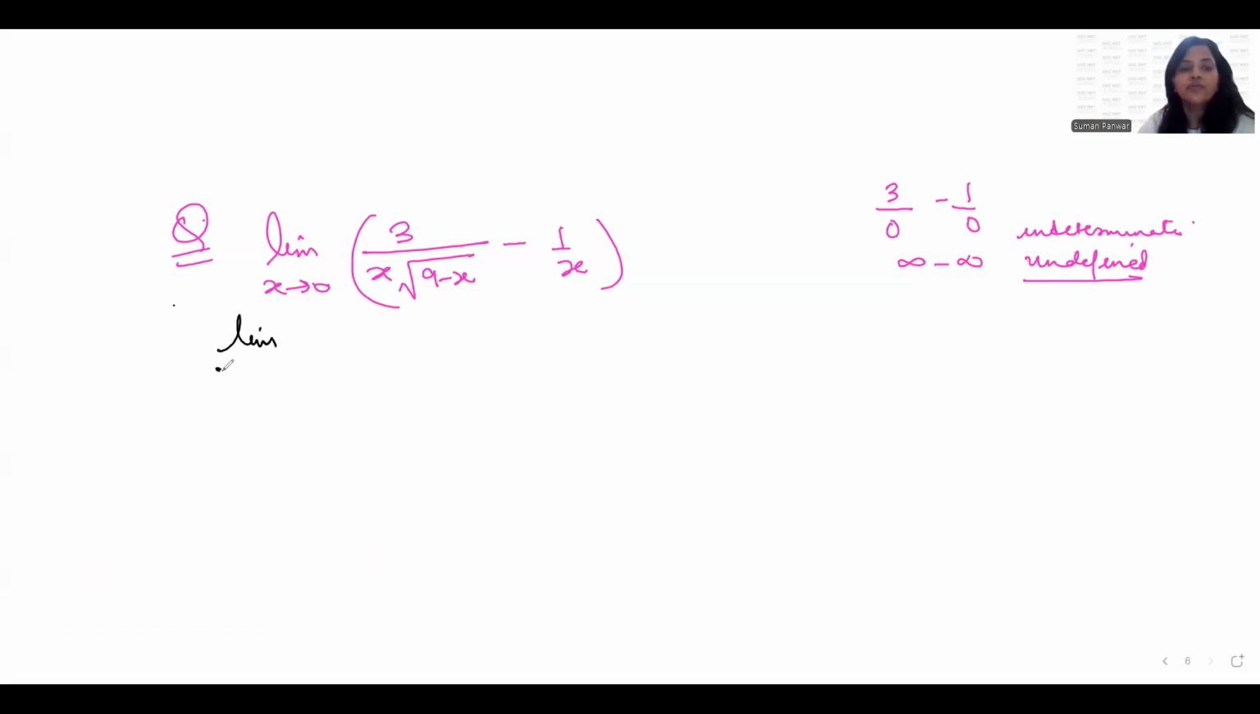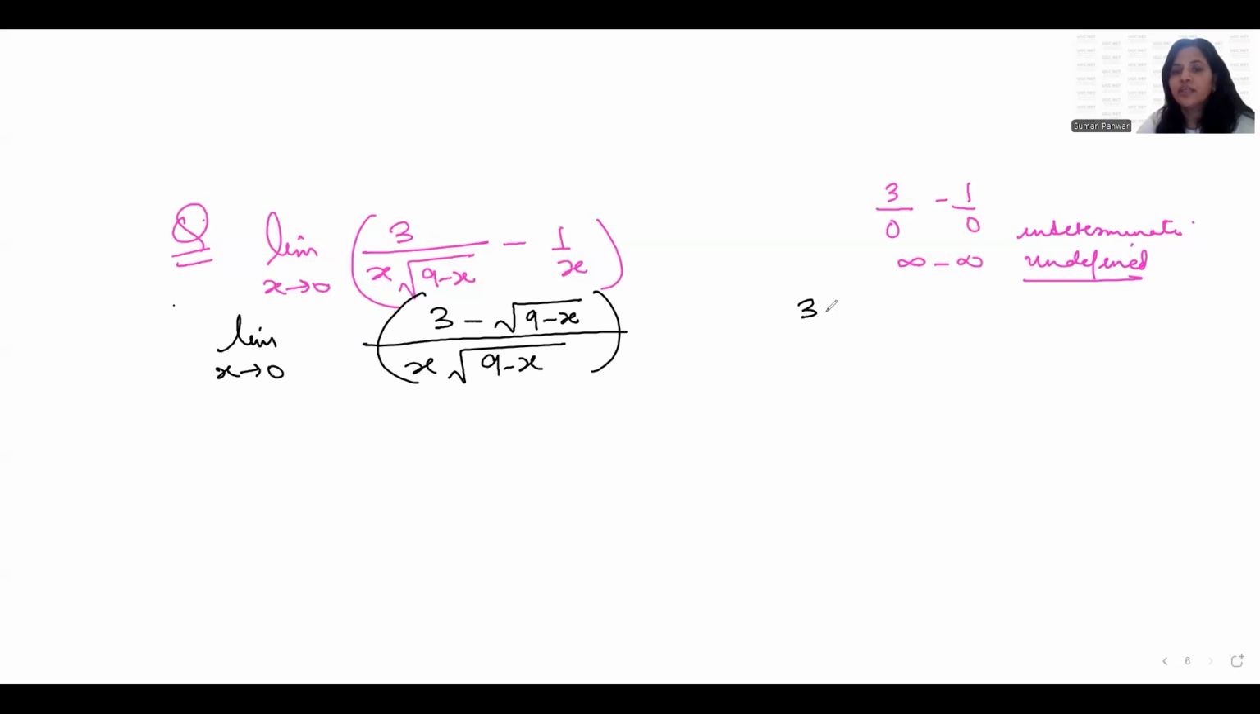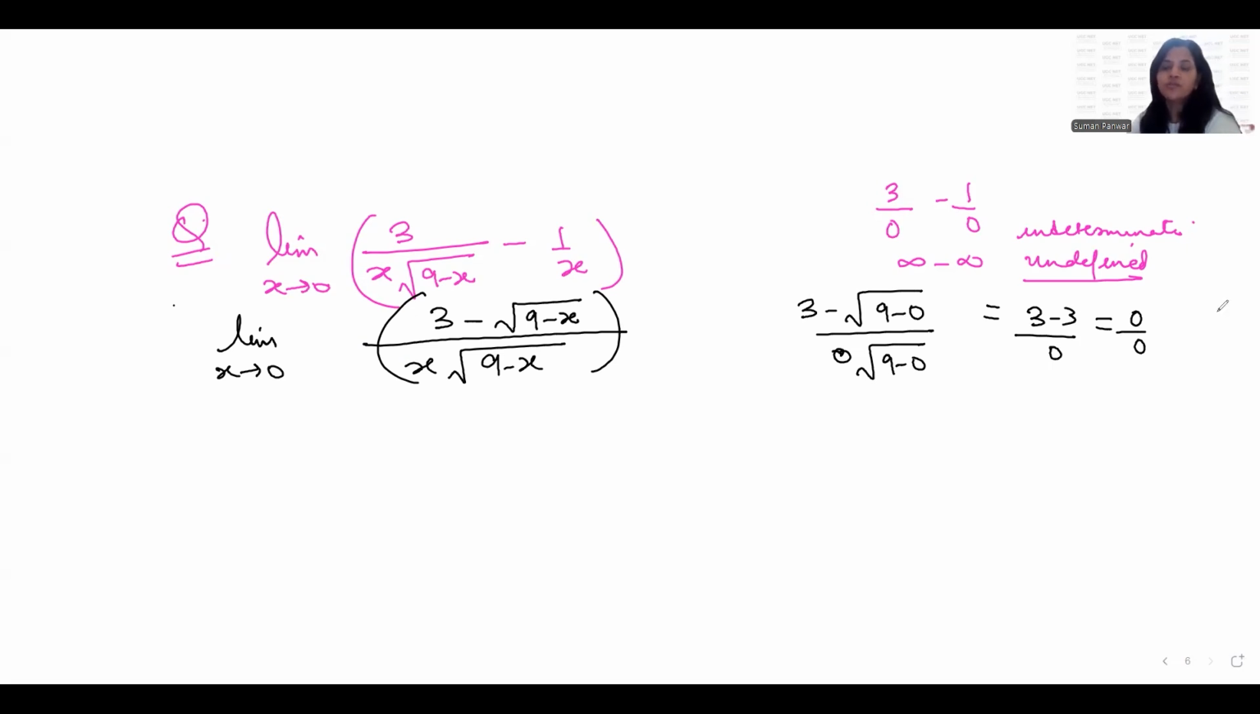So let's try to take the LCM. Okay. Now try to put x equals to 0. So 3 minus, so under root 9 is 3. So 3 minus 3 by 0, 0 by 0. So now we have 0 by 0 form. So let's try to sort it out. How? So we can see that there is this expression. Let us try to rationalize this.